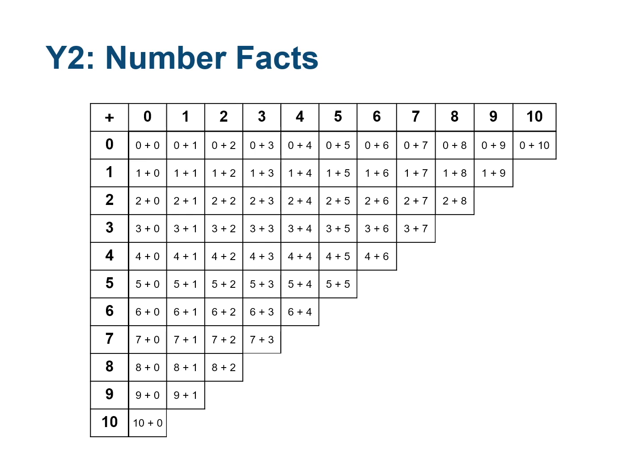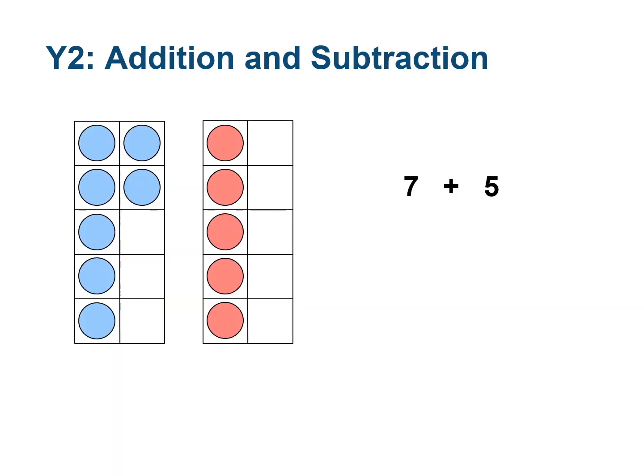In year 1, pupils learnt addition and subtraction facts within 10, and pupils must continue to practice these facts in year 2 so that they're able to recall facts fluently and apply them to 2-digit calculations. Year 2 pupils should learn to add and subtract across 10. They should use tens frames and partitioning diagrams to understand how to do this.